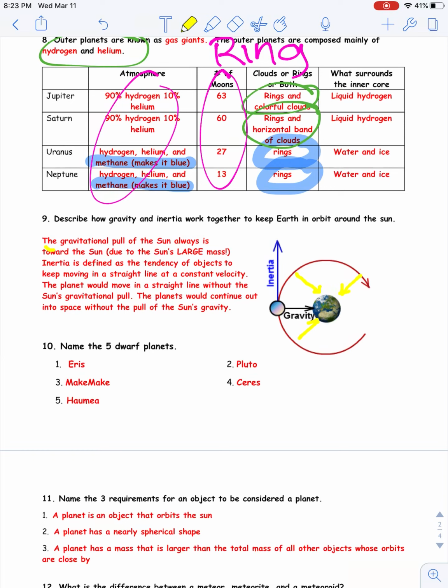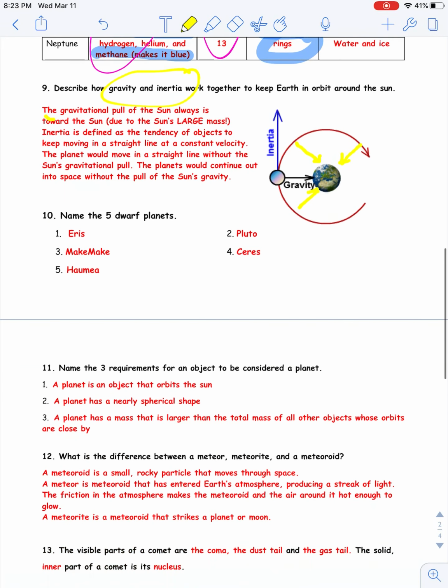The planet would move in a straight line without the sun's gravitational pull. The planet would continue out into space without the pull of the sun's gravity. So both of these work together. It is both gravity and inertia working in tandem to keep us in orbit around the sun, or the moon in orbit around us.